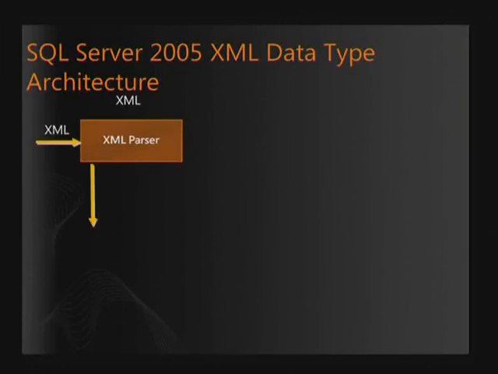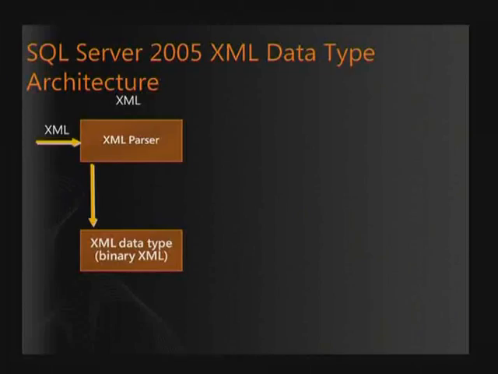The internal representation that the parser outputs gets stored in an internal binary format in what we call the XML data type. As Bob mentioned earlier today, the XML data type is basically a model of the XML that describes the nodes and attributes at the data level and not at a lexical level. And the binary XML is just a way for us to more efficiently represent that information.